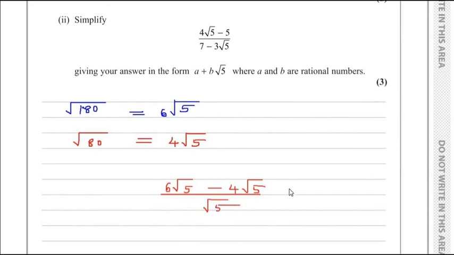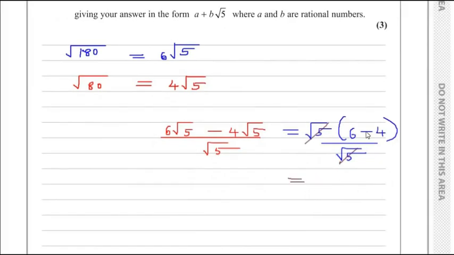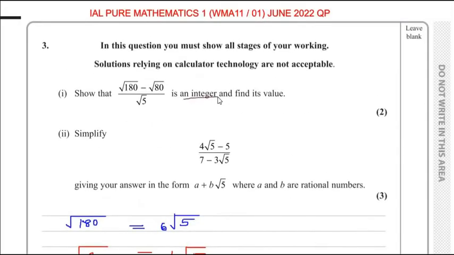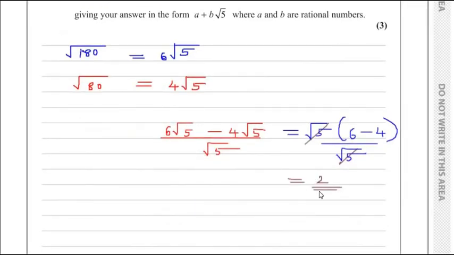Now after this, we can factorize this expression and take the √5 common out of this term. So it becomes (6 − 4)√5 over √5. Once we take the √5 common out, we can see we can cancel it off, they divide each other, and we are left with 6 minus 4, which gives us 2. And in the question they have mentioned that we should be getting an integer and we had to find its value. So the integer is 2.